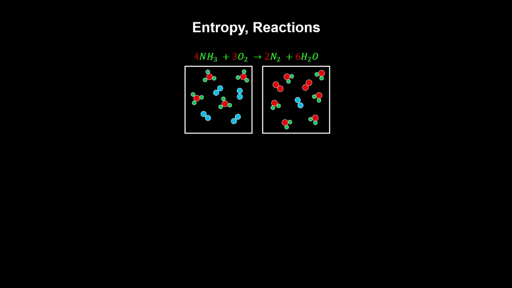Suppose we have a reaction involving gas phase reactants or products. So in this case, ammonia and oxygen are in a gaseous state, and react to produce nitrogen gas and water vapor. So we have the entropy of the reactants and the entropy of the products. And because we have fewer moles of the reactants, being 7, compared to 8 moles of product, then the product will occupy more microstates, and therefore the disorder or entropy of the products is higher than that of the reactants.